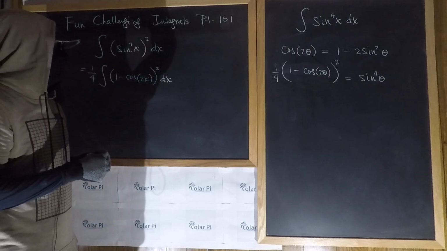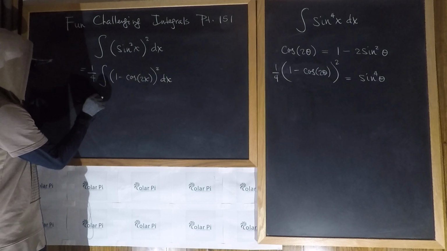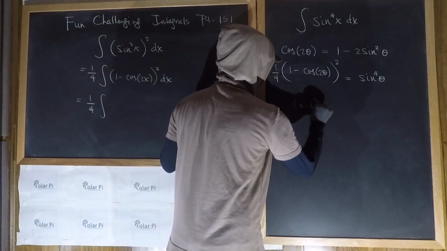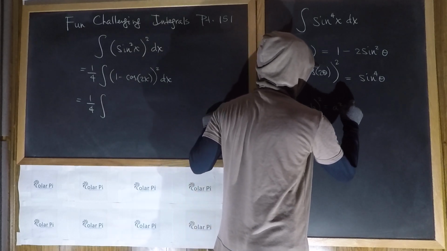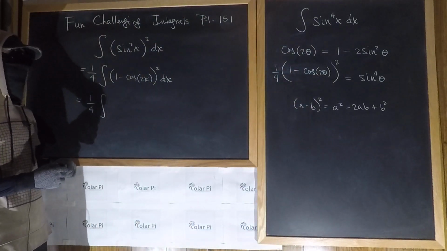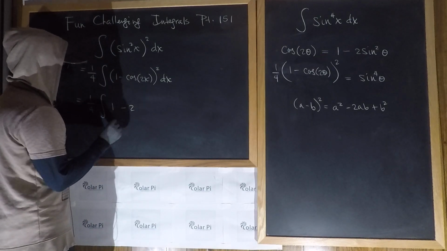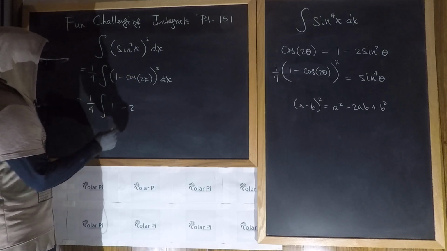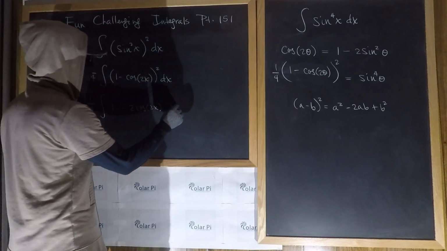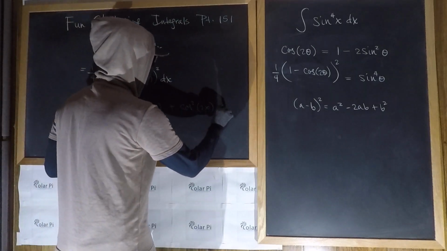Now what? Well, we see that this is the same as a quarter. This is a binomial square, so we can use a minus b all squared, which is a squared minus 2ab plus b squared, where here a is 1 and b is cosine of 2x. So a squared, that's 1 squared, that's 1, minus 2 times a is 1, so I don't have to write it, b is cosine 2x, and then plus b squared, which is cosine squared 2x, and a dx at the end of this, right?